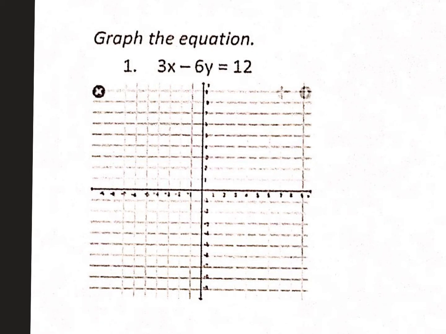First one, graphing these two equations for 1 and 2. First one, we talked about cover. Forget the 6y for a second. Just look at the x. 3 goes into 12 4 times, so put a point on the 4 on the x-axis. Now look at just the y. Negative 6 goes into 12 negative 2 times on the y-axis. Connect the dots. And that's all you got to do.